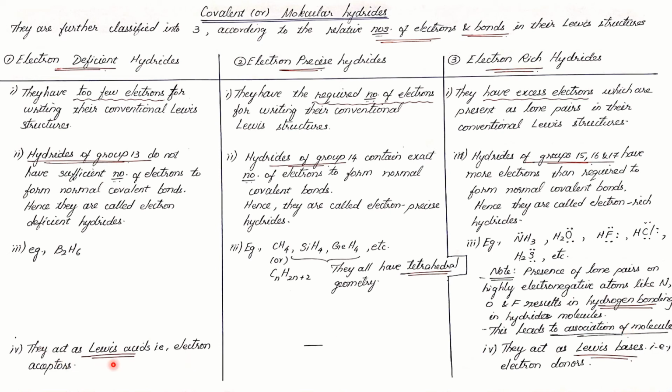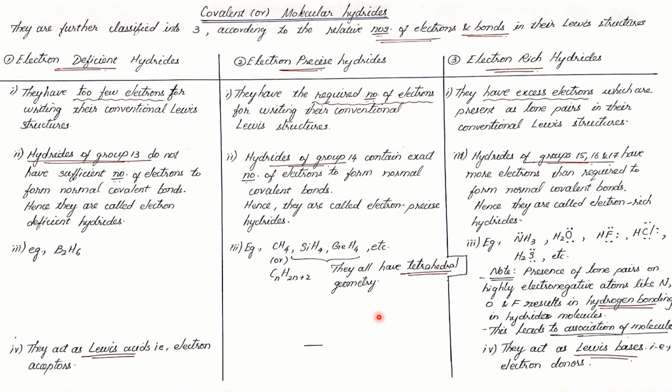One more thing I would like to say about electron-deficient hydrides is that they act as Lewis acids. Lewis acids are electron acceptors. We know electron-deficient hydrides do not have a sufficient number of electrons to form covalent bonds. That's why they are good electron acceptors, so they act as Lewis acids.